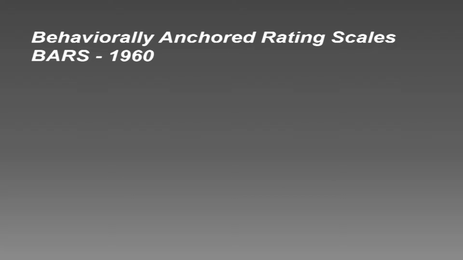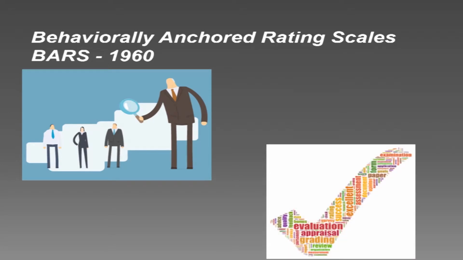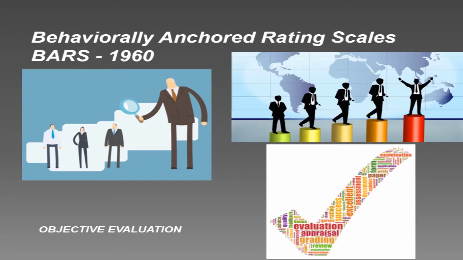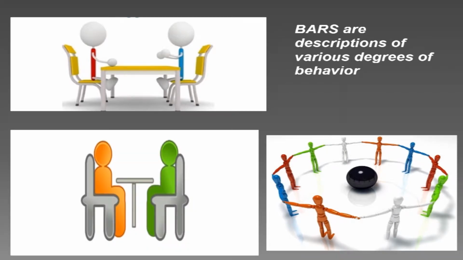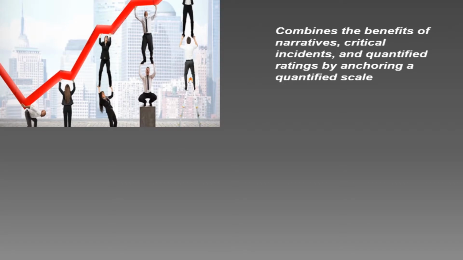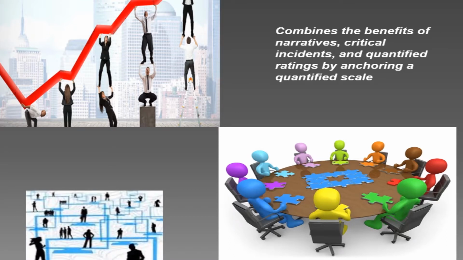The problem of judgmental performance evaluation inherent in the traditional methods of performance evaluation led some organizations to go for objective evaluation by developing a technique known as behaviorally anchored rating scales, BARS, around 1960. BARS are descriptions of various degrees of behavior with regard to a specific performance dimension. It combines the benefits of narratives, critical incidents, and quantified ratings by anchoring a quantified scale with specific behavioral examples of good and poor performance.